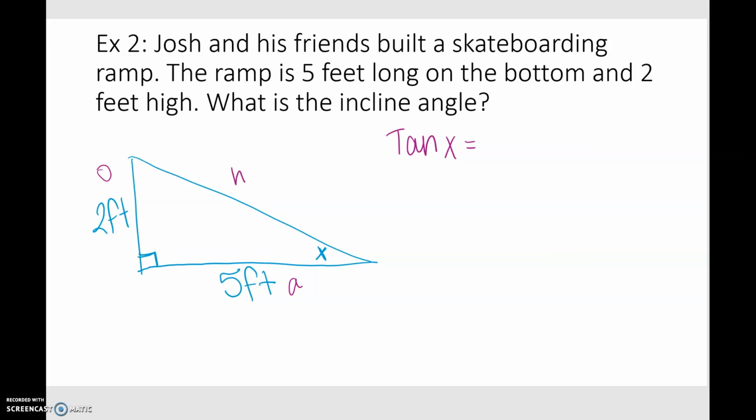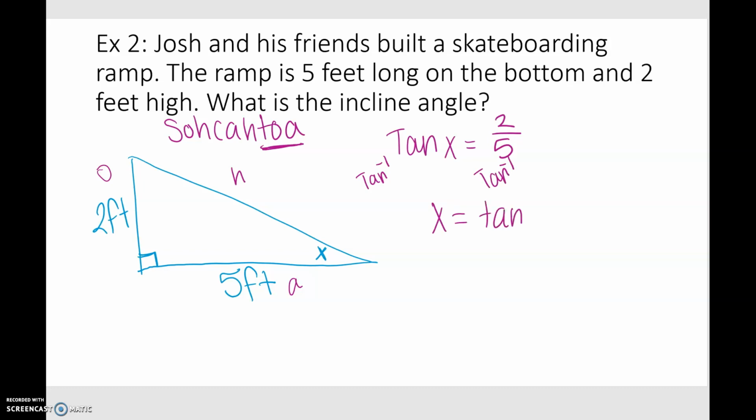So tangent of x equals, and if you need a little reminder, remember SOHCAHTOA. We're using this part, so we have opposite over adjacent, so 2 over 5. And now we're just going to do what we've been doing: do the inverse of both sides. And we're going to get x is the tangent inverse of 2/5.